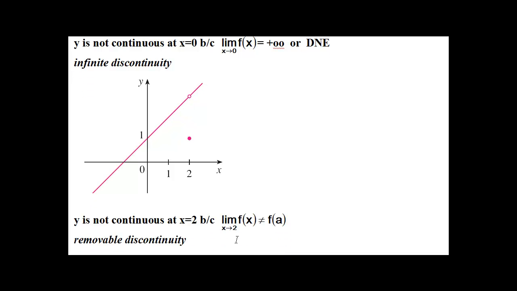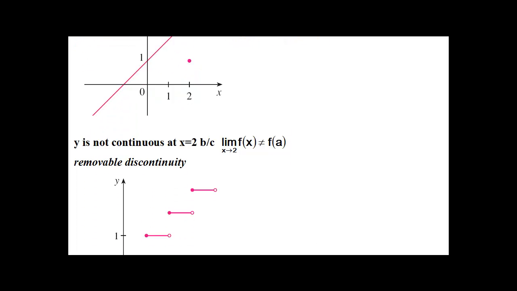This graph is defined at x equals 2, and the limit as x approaches 2 from both sides also exists. Despite the fact that the limit exists and the function is defined, x equals 2 is still a point of discontinuity because the limit does not equal the function value for x equals 2. This is another removable discontinuity.